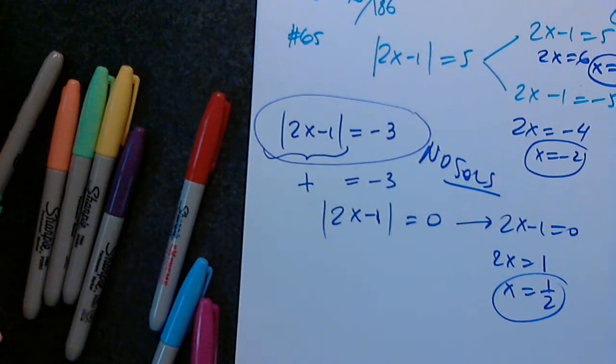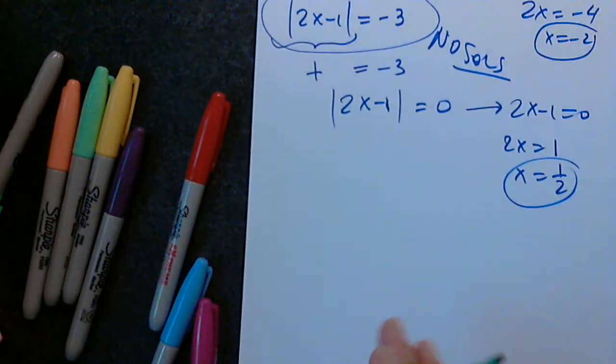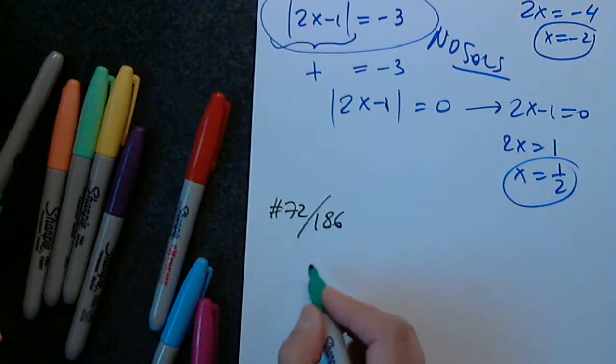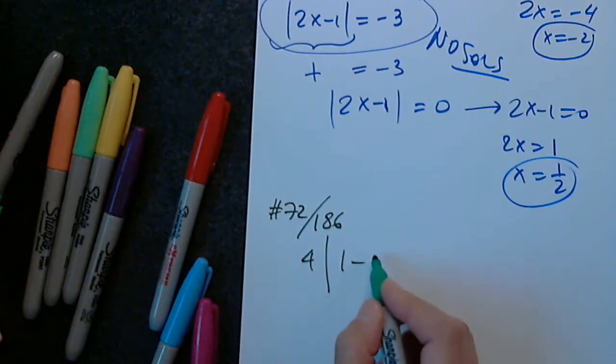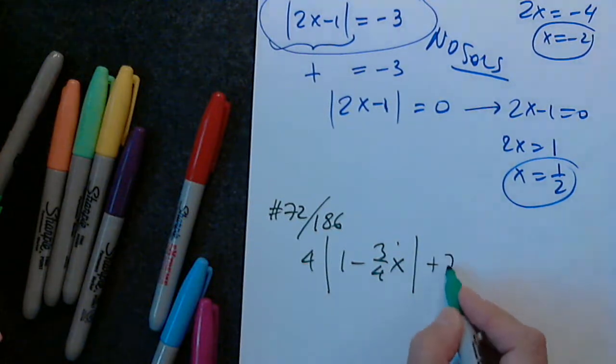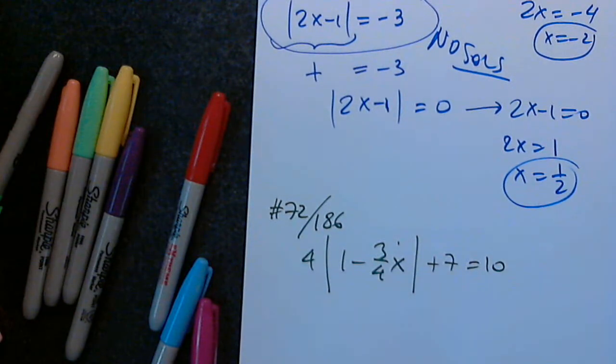So let's look at 72. Same page, 186. So 4 times the absolute value of 1 minus 3/4 x, plus 7 equals 10. Yes, this is still what type of equation? That's absolute value. Right, but it's not cleaned up. It's not fully simplified.